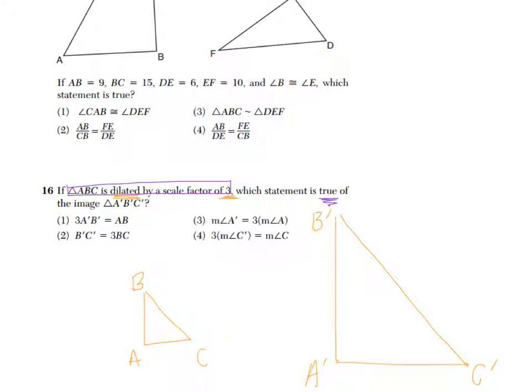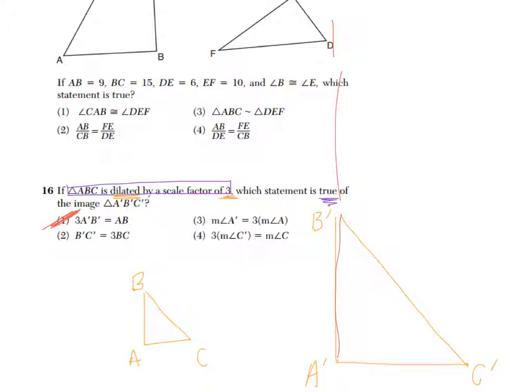So choice 1 says, if I take 3 of A prime, B prime, so if I took 3 of these pieces, 1, envision it, 2, and then I have a third one, 3 going off my paper, would that be equal to 1 of this side here? That would be false. 3 of A prime, B prime would be really, really long. Like I said, it'd be one of these times another one times another one. So it's definitely not choice 1.